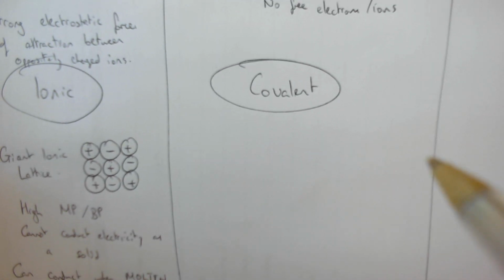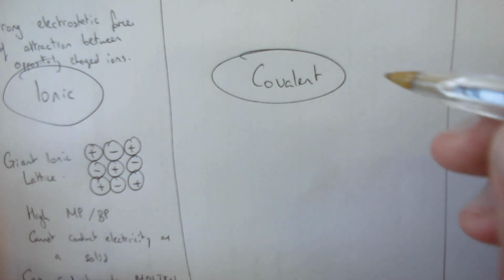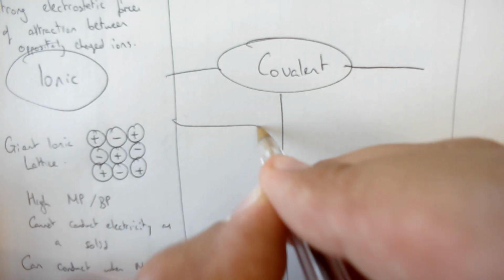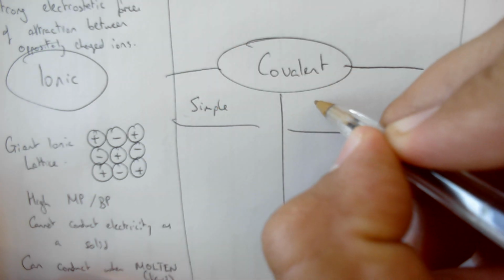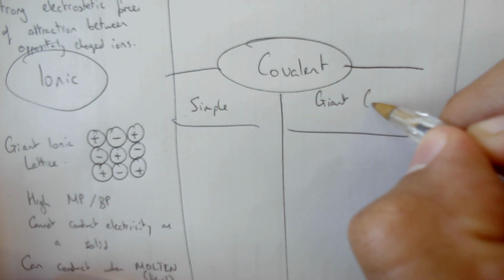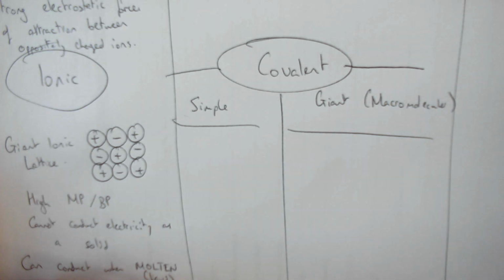Right, but covalent, it's not as simple as that. Oh wait, I just said simple covalent. Right, let's split it up. Covalent bonding, 2 types. We've got simple and we've got giant, or macromolecular.